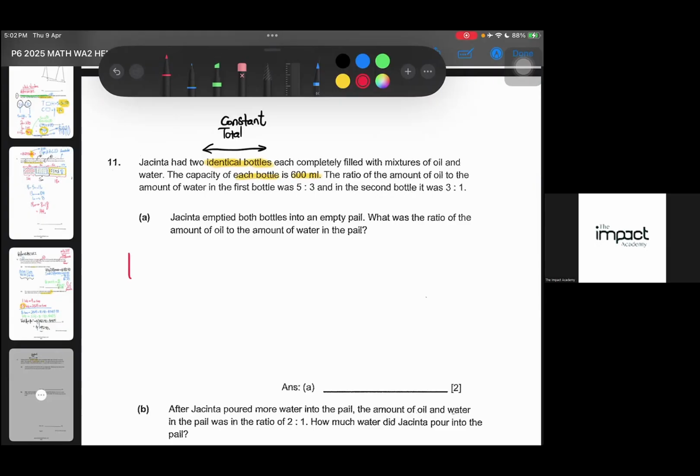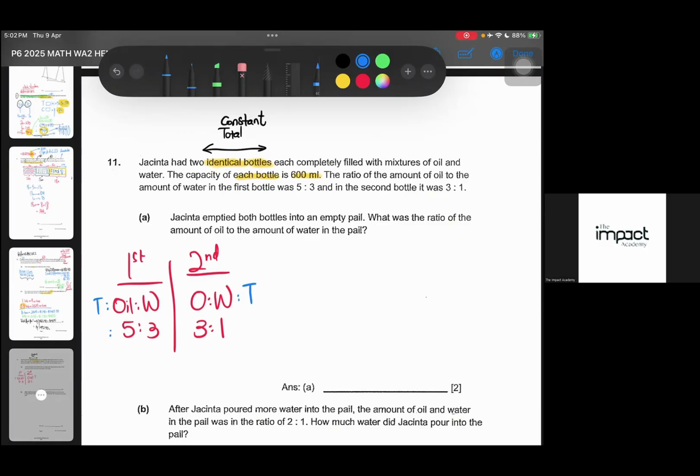of the first bottle. So I write the first bottle. In this situation, the oil is to water is 5:3. For the second water bottle, oil is to water is 3:1. The oil is not the same, the water is also not the same, but one thing stays the same. The total. One thing stays the same. The total. Does it make sense to you?